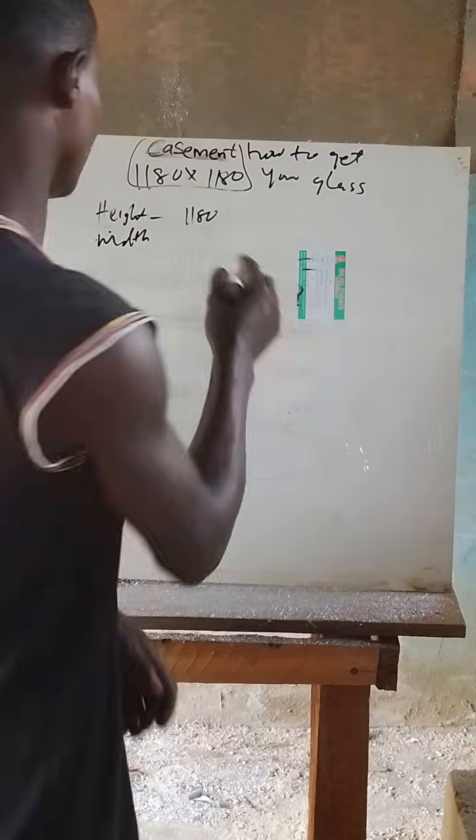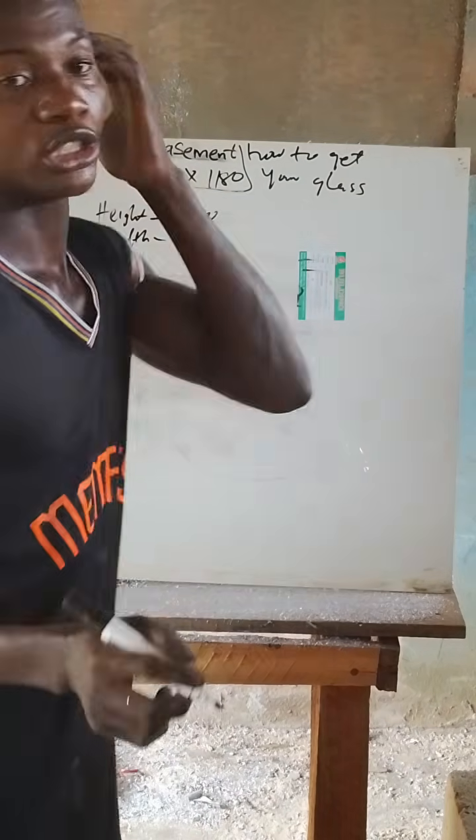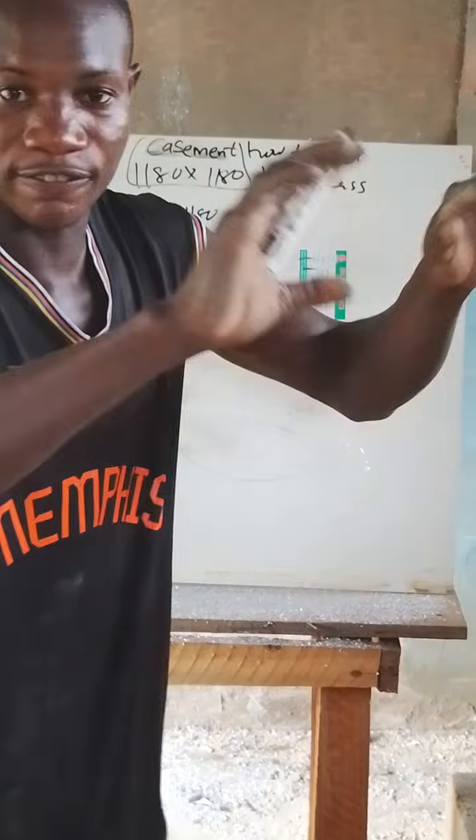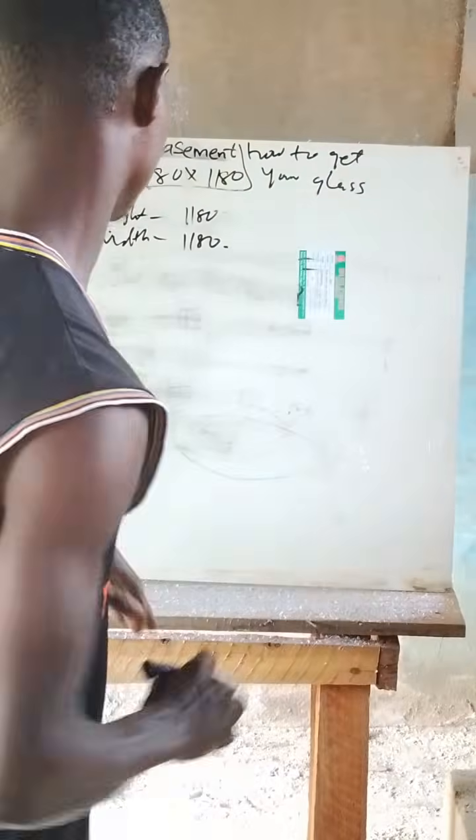Now after this width measurement, I'm going to minus some things there. I'm going to minus 64. I'm going to minus 42. And I'm going to divide it by 2.